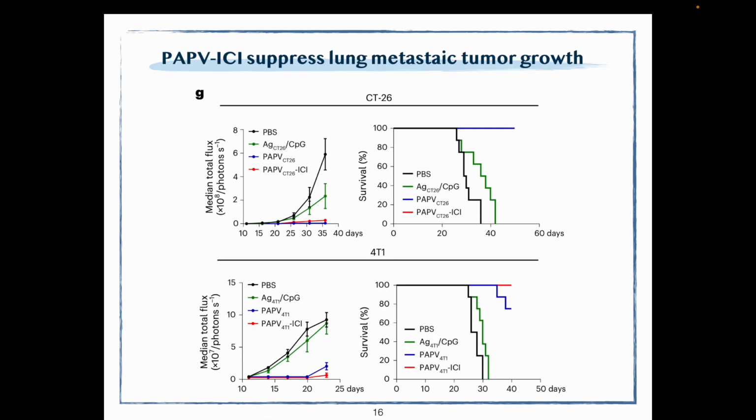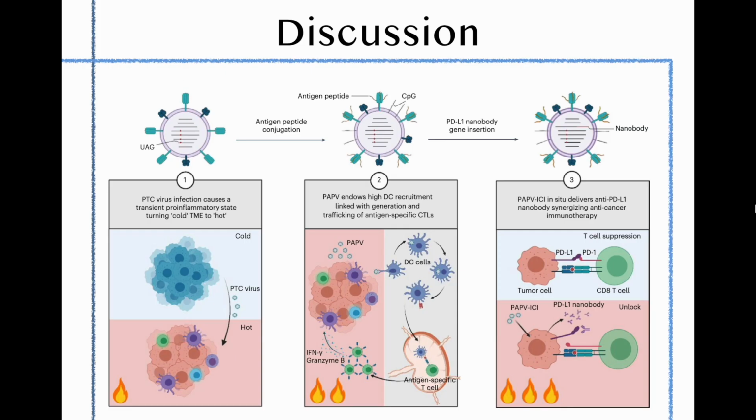Finally, they want to evaluate the potential of this strategy against other cancers. So the CT26 colon cancer model and the 4T1 breast cancer model were chosen here, and the PAPV combined with the immune checkpoint inhibitor inhibited the lung tumor growth in both models and increased the overall mice survival in both models. Here's a brief summary.